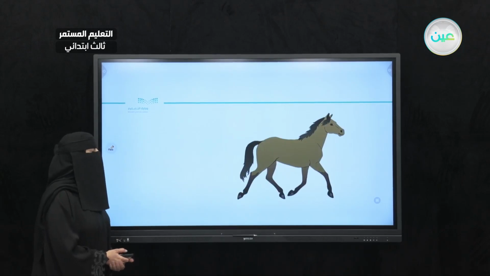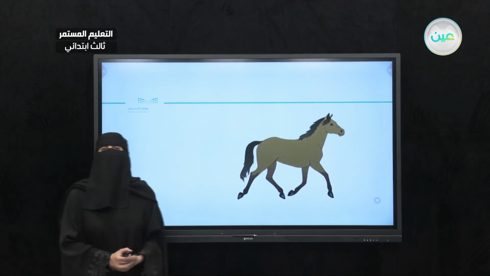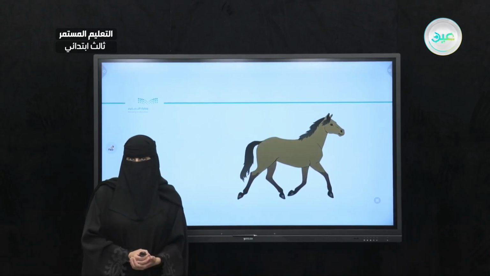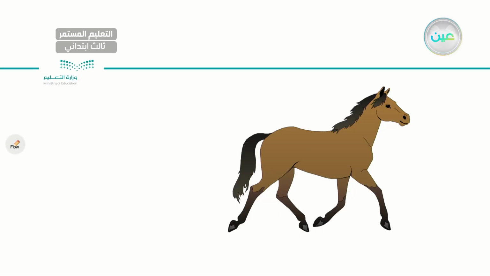This is the name of our unit. Let's start by revising the names of different kinds of animals, my dear student. Let's start with this animal. Can you tell me what's the name? Here I have a horse. Very good. So let's read together. A horse. One more time. A horse. One last time. A horse. Very good.